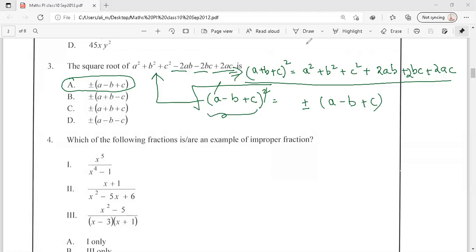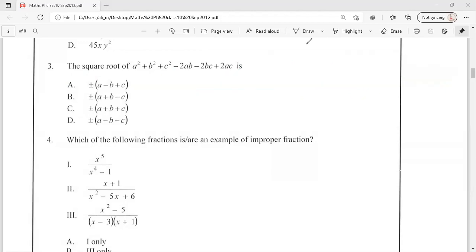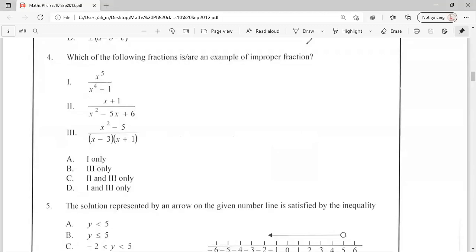Then let's move to our question number 4. Which of the following fractions is an example of an improper fraction? So the improper fraction is the one in which the degree of the numerator is equal to or greater than the denominator. So here we have degree 5 and we have degree 4. So this is an improper fraction. In option 2, we have degree 1 and degree 2. So this is the proper one.